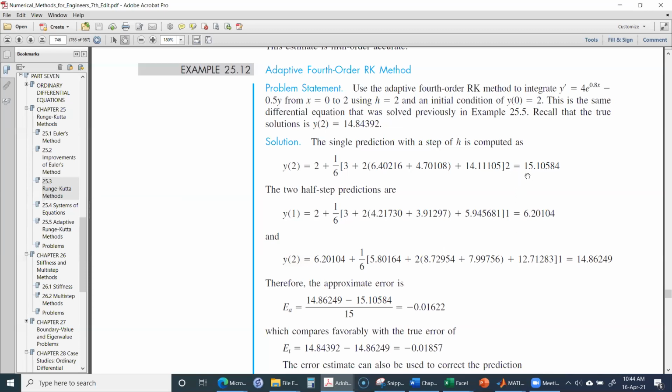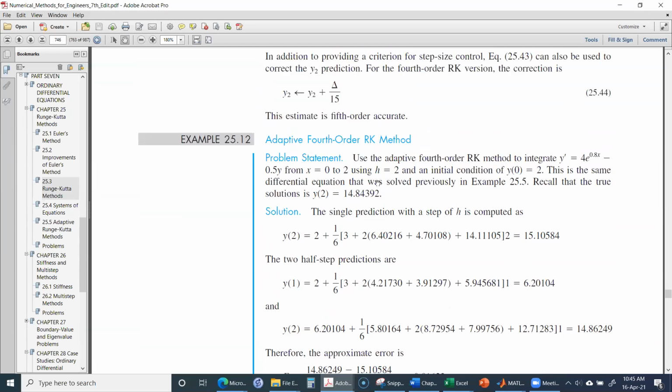Now we have two values of y2: one with the single step and the other with the two half steps. You can see that we already know the true value over here, 14.84. The value which we found by the two half steps, 14.86, is much closer than the value which we found by the single step, 15.1. So it means that the more accurate value is the one from the two half steps.